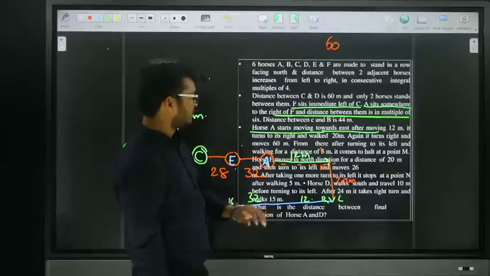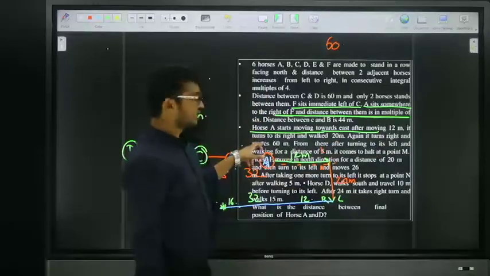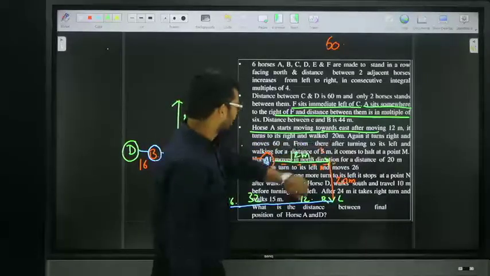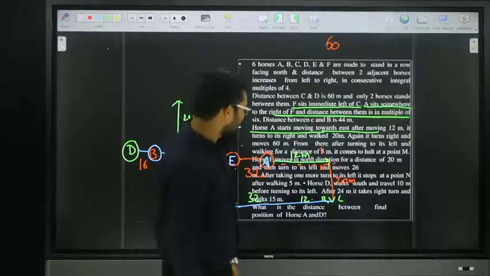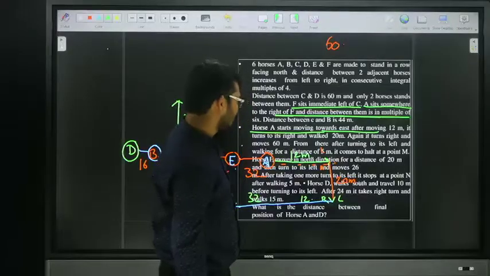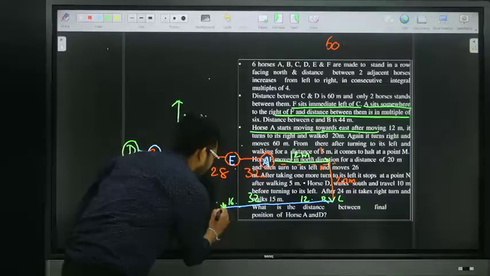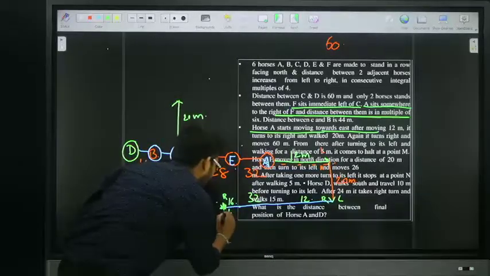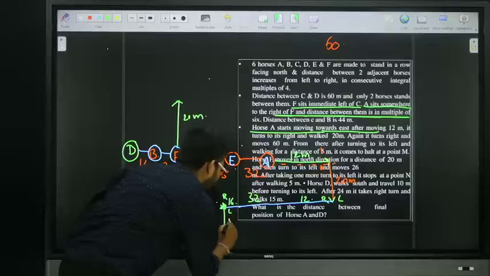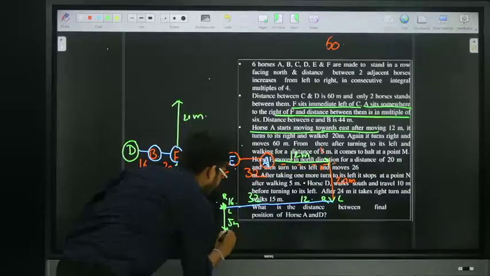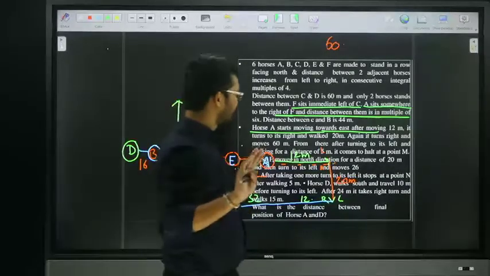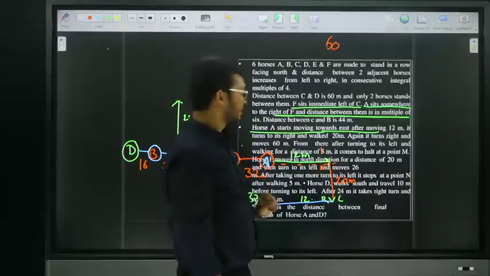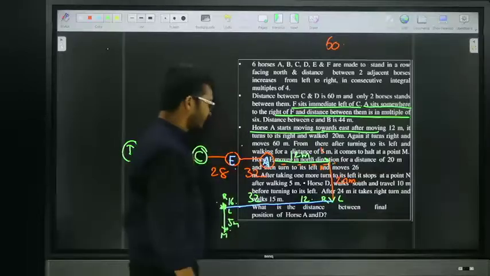Again, it turns right and moves for 60 meters. After walking the 60 meters, again it turns left and moves for 5 meters and stops at point M. Now, friends, RCA is completed. Next, go for RCF.